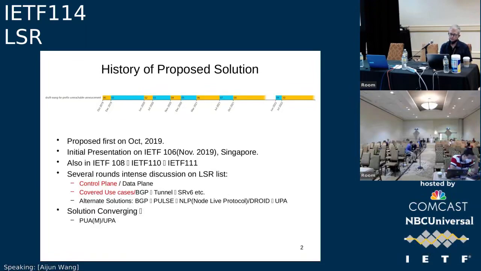We also discussed intensely the use cases of such information. I think currently we all understand that there are several use cases that need such useful information. Along the discussion, there are also other alternative solutions, for example BGP-based PIC and NLP, and UPA, which was just introduced by Peter. And we think the solution is converging on the PUA and UPA solution now.